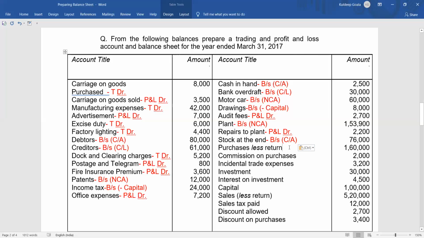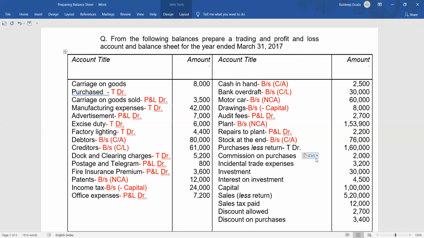The other day I told. Okay, and if it is lying on the trading trial balance, inside the box, that is inside the box in the trial balance, then it will be placed only and only in the balance sheet. Okay, then comes the next one, that is purchases less return.